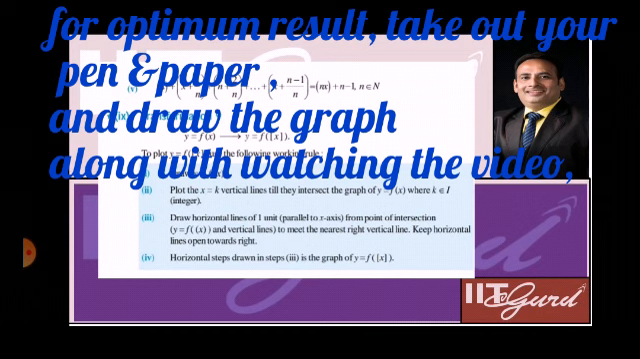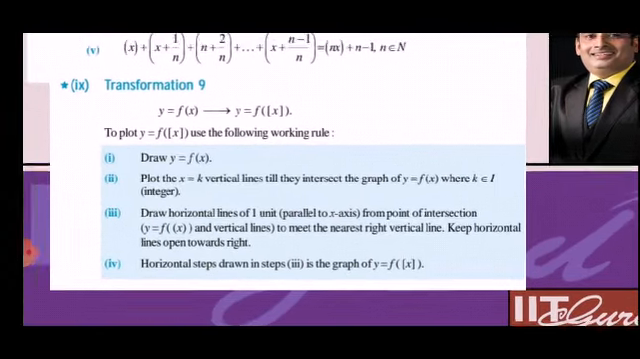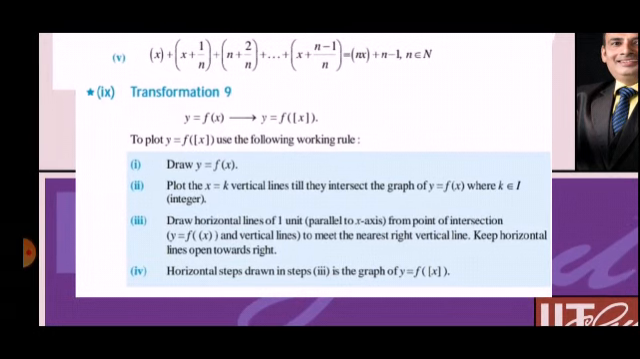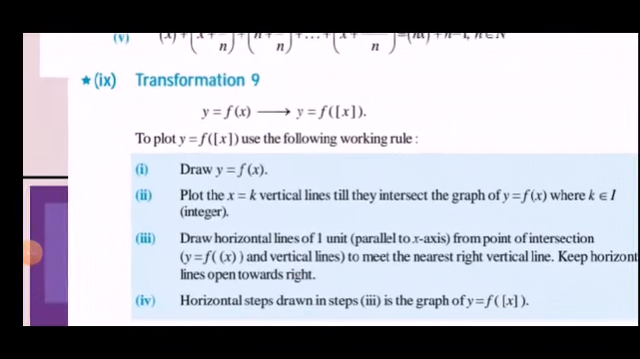So let me go for transformation number 9. Before recovering the idea of transformation 9, you have to go through revision of the GI function. As I have given, GI of x is the greatest integer function, also called the floor function. We have already discussed how to draw the graph of GI of fx, and I will revise it later on, but I gave the idea in the previous lecture, you can go through. So in this transformation 9, we will go for y is equal to f of GI x. Okay, so let's start.